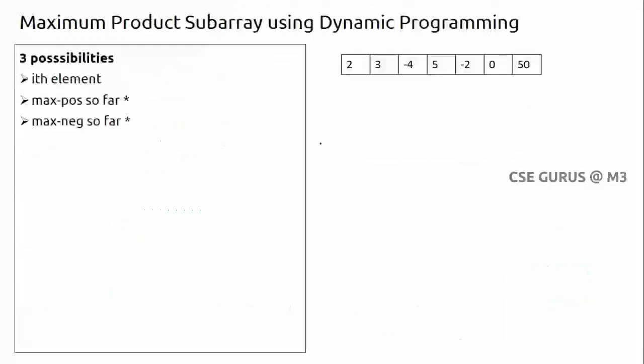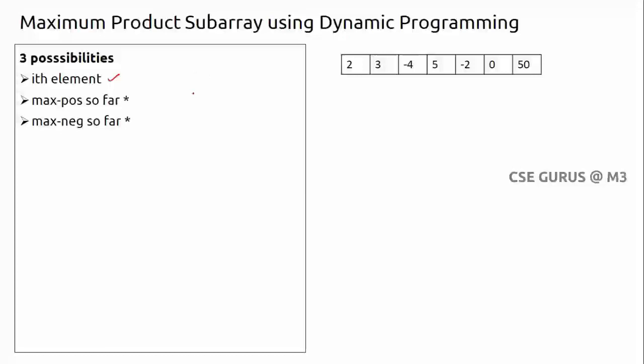Now the next thing we can take is the maximum positive so far. When you are traversing, if all the elements are positive, the sequence is always increasing. See, 2 is positive, 3 is also positive, 2 into 3 is 6, increasing. Let us suppose here it is plus 4, 6 into 4 is 24, increasing. So maximum positive so far into the present element is one way of getting the largest value.